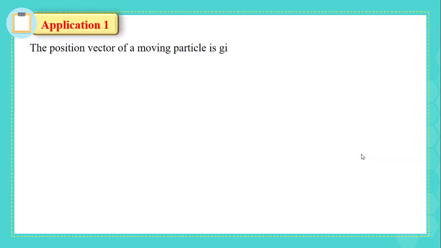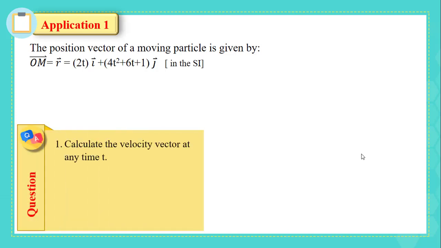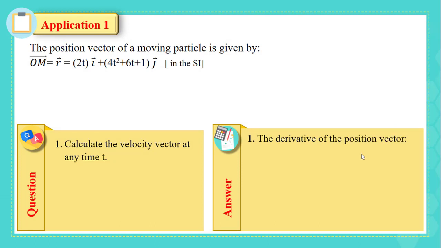Application number 1. The position vector of a moving particle is given by OM is equal to 2t i plus (4t squared plus 6t plus 1) j. Part 1. Calculate the velocity vector at any time t, that means the instantaneous velocity vector, which is the derivative of the position vector, equal to 2i plus (8t plus 6) j.